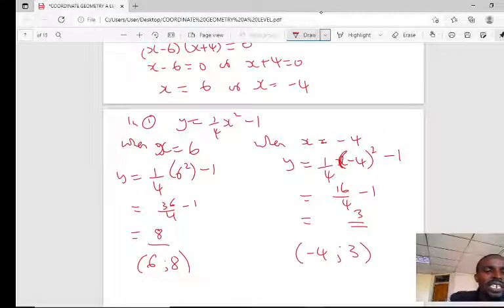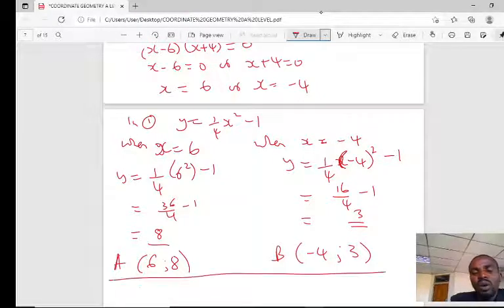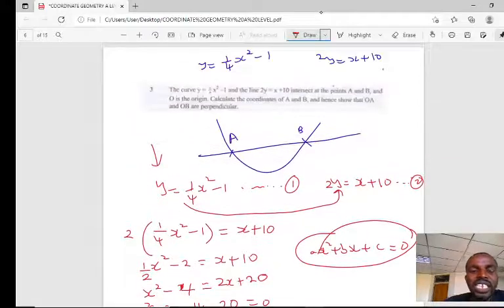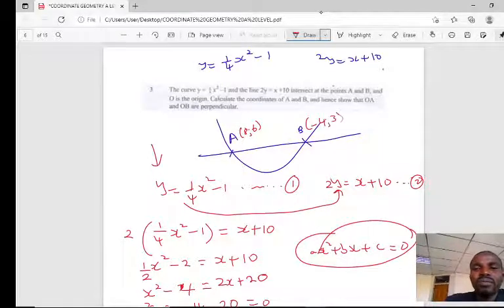These are the two coordinates that we have. Right, so we are done. This one can be the coordinate of A, and this one B. We've answered the first part. Find the coordinates of A and B. So it's 6, 8, and minus 4, 3. Done.